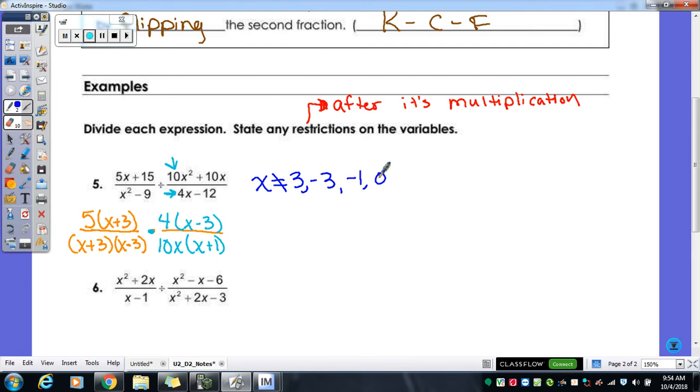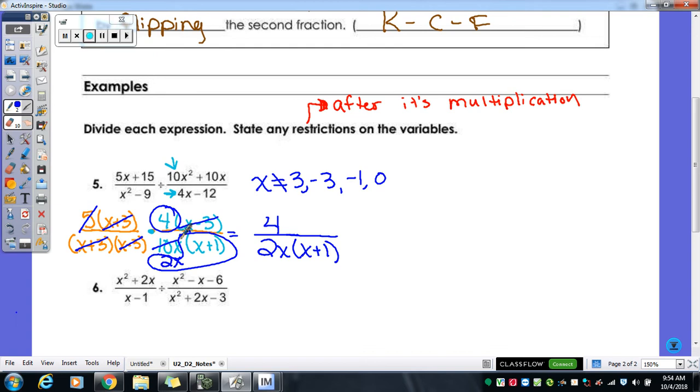So now let's do our canceling. x plus 3s, x minus 3s. Can we reduce anything else? The 5 and the 10. Yeah, we can reduce that. How many times does 5 go into 10? Twice. So this is really a 2x now instead of a 10x. And the 5 is gone because we've reduced it with the 10. So we would have 4 over 2x times x plus 1. So 4 is the only thing left up top. Those two things were left in the bottom.